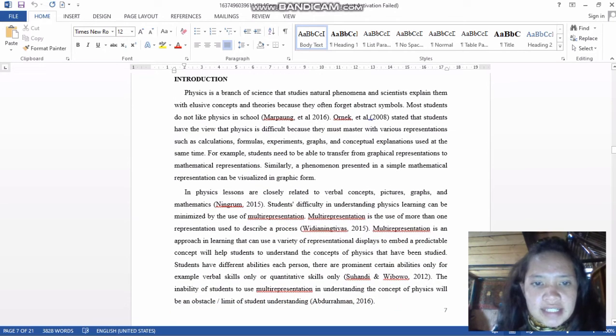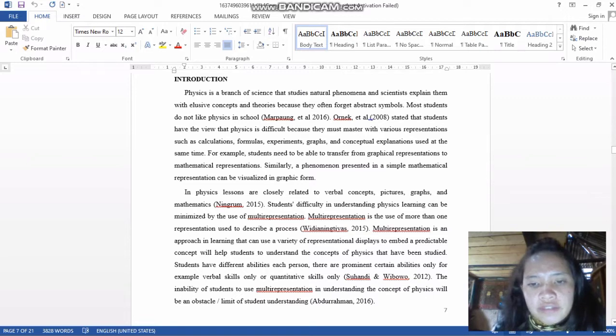In physics, lessons are closely related to verbal concept features, graph, and mathematics. Student difficulty in understanding physics learning can be minimized by the use of multi-representation. Multi-representation is the use of more than one representation used to describe a process.